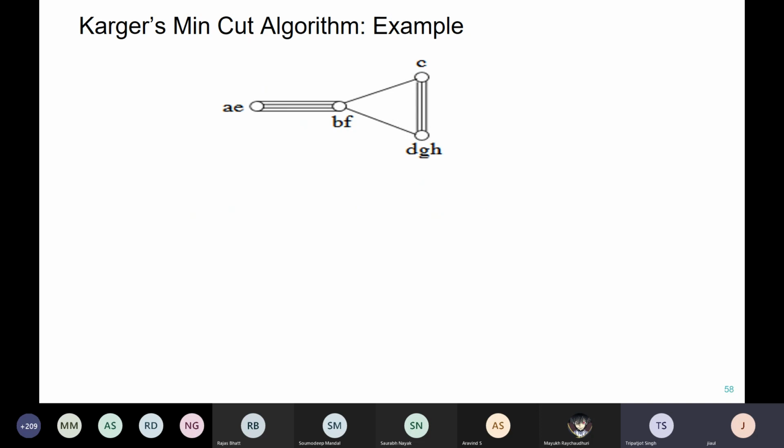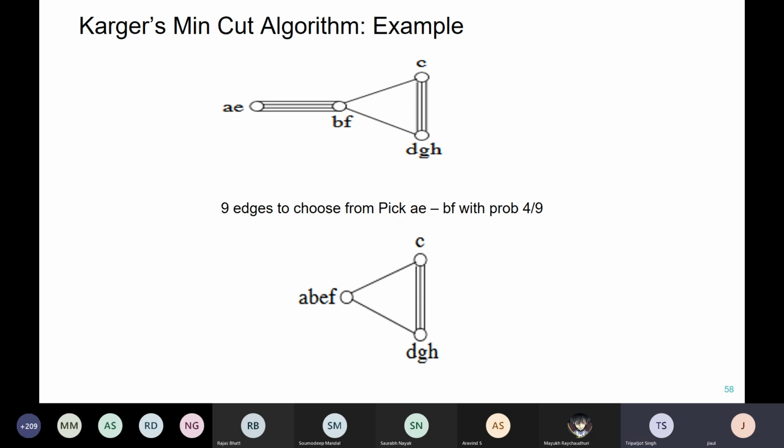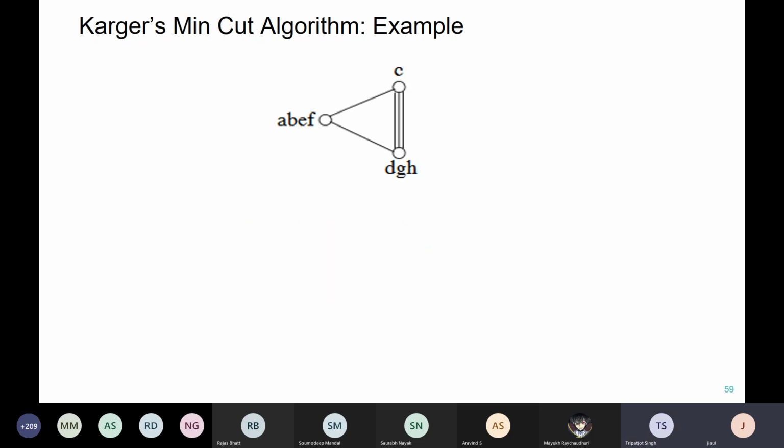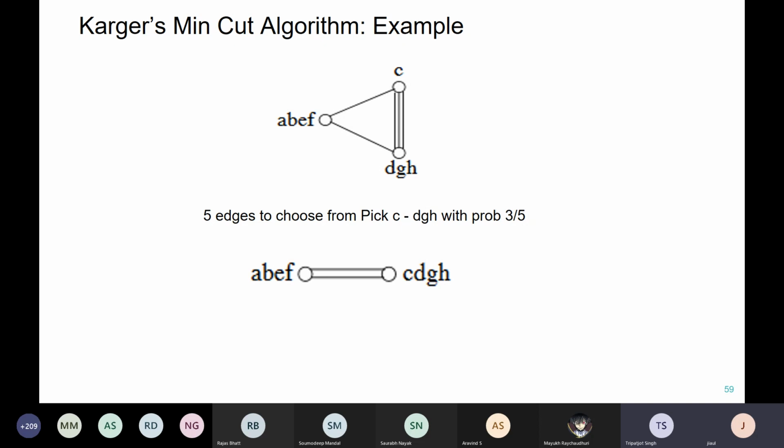In the next step, you have 9 edges total. So the probability that the edge AE and BF will be chosen is 4 by 9. So you again collapse these two edges together. You're going to get something like this. And finally, you can collapse C and DGH with probability 3 by 5. You collapse this together and you are going to get something like this. And so this is the stopping condition.